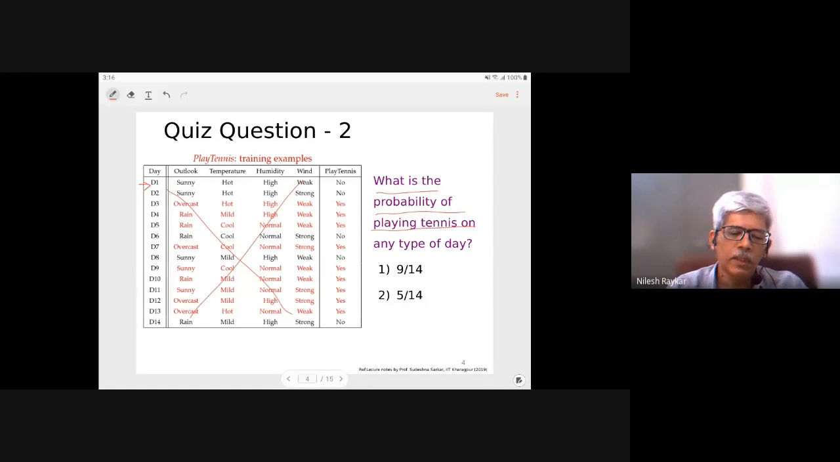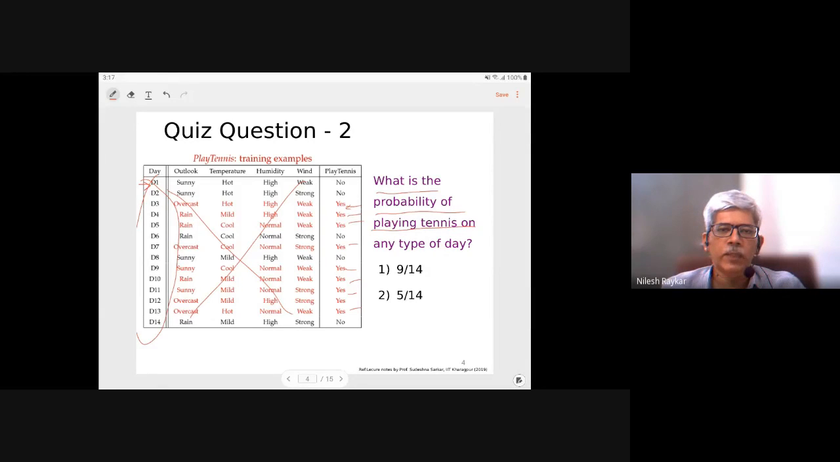So if you count the number of yes which are marked in red here, there are a total of 9 in numbers and there are a total of 14 samples. So 9 yes samples out of 14 total. So that becomes the probability of people playing tennis. So this is the overall probability. Based on this 14 days probability, we can say that on any type of day, it is more likely that people play tennis rather than not play tennis, based on this observation.